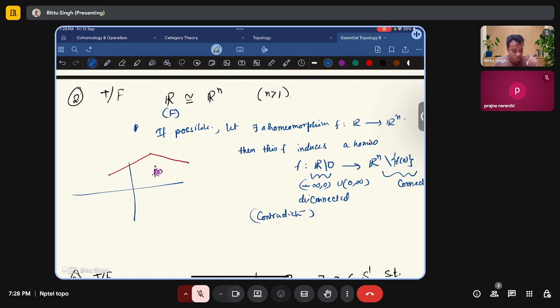Because connectedness is a topological property, therefore this is true. That is, therefore R is not homeomorphic to Rn. That is why it is false.